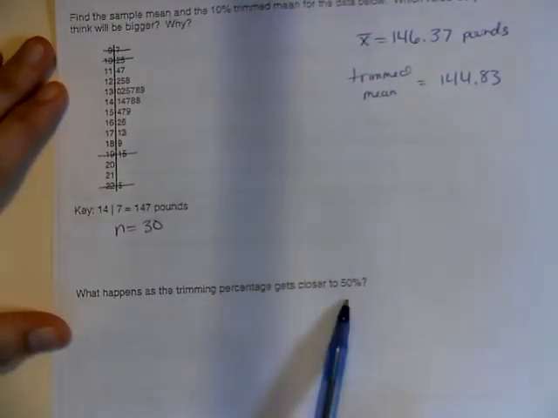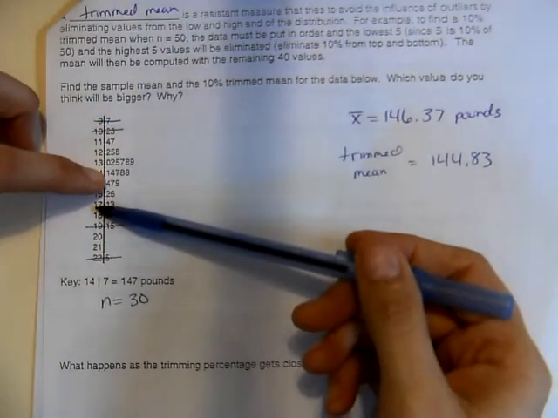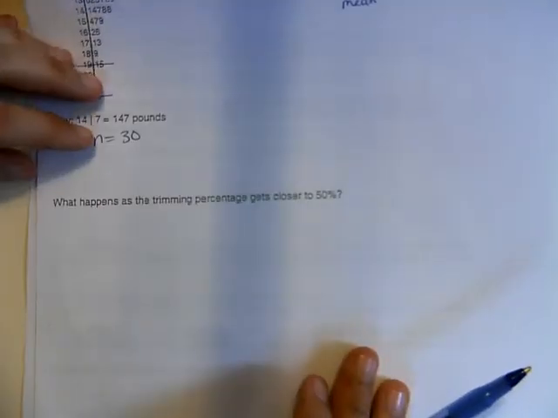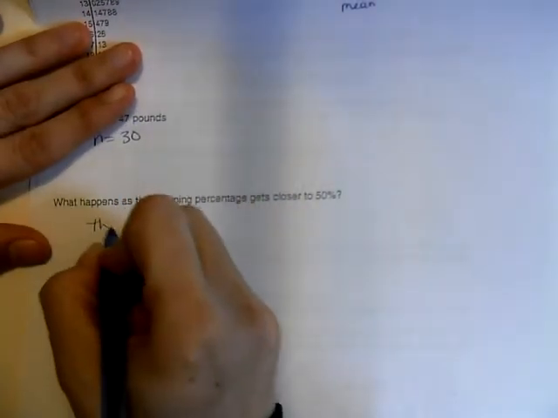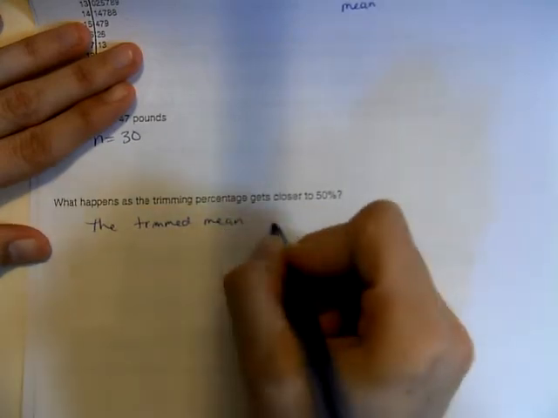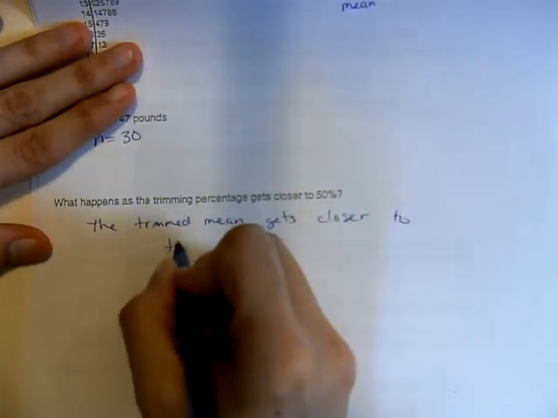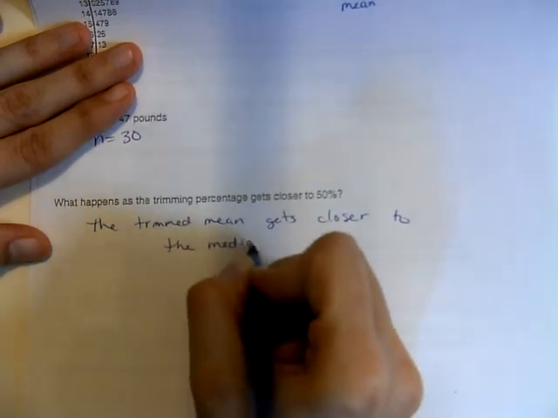So notice what's happening. What happens is the trimming percentage gets closer and closer to 50. If I keep taking off numbers from the top and the bottom, I'm going to end up at the middle. So the trimmed mean gets closer to the median. So you get closer and closer to the median. So a lot of the stuff you already know. I would say trimmed mean might be the only new concept today, and just knowing how to use the calculator.